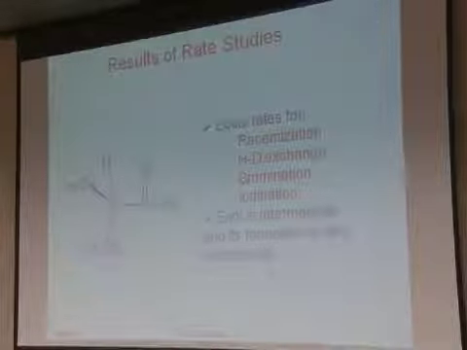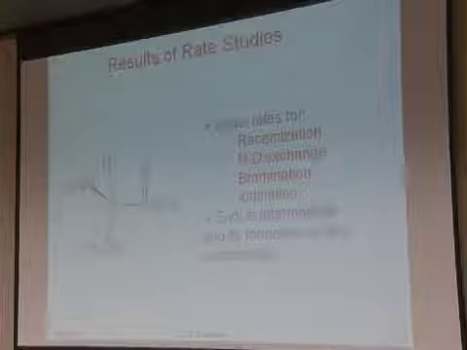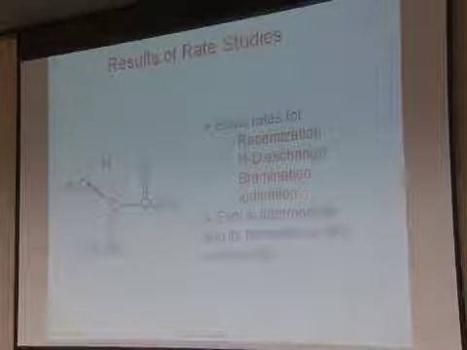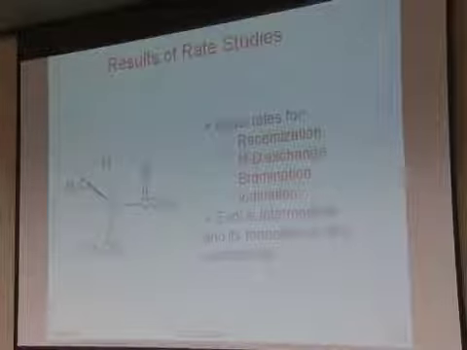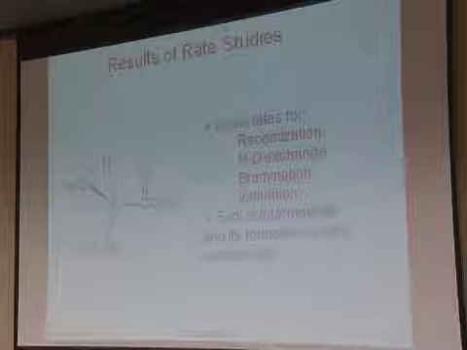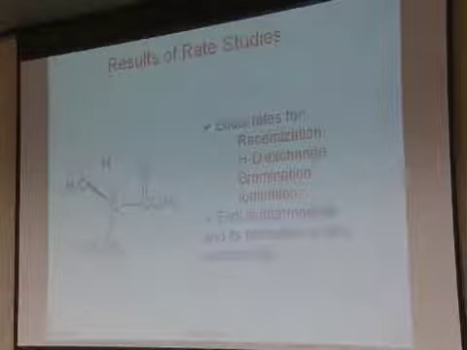Before we go on, the results of rate studies show they are equal rates for racemization, for hydrogen-deuterium exchange, for bromination, and for iodination. So the enol is an intermediate, and its formation is the rate-determining step. So when you have such a chiral center and you add hydroxide ion or an acid, you are going to get a racemic mixture.